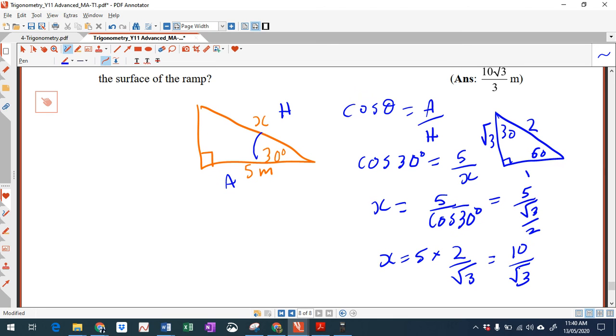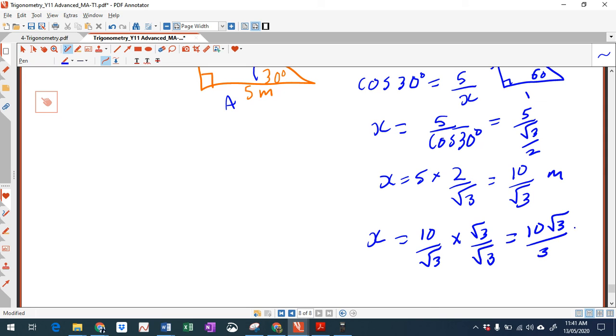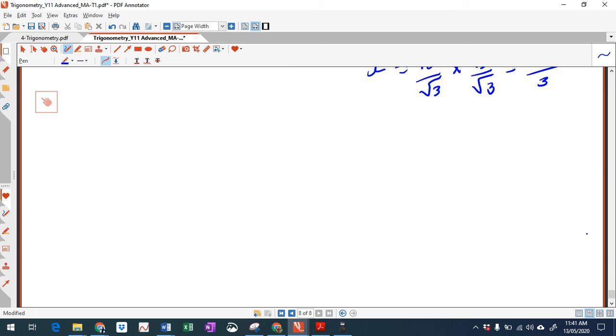Okay, so it's not quite the same answer. That'd be good enough. I'll put meters next to that, but you can also rationalise the denominator if you wanted to. So you could also go 10 on root 3 multiplied by root 3 over root 3, and that gives you 10 root 3 on 3 meters. So that's another way. But this here answer is fine, unless the question says rationalise the denominator. Okay, and that is it.